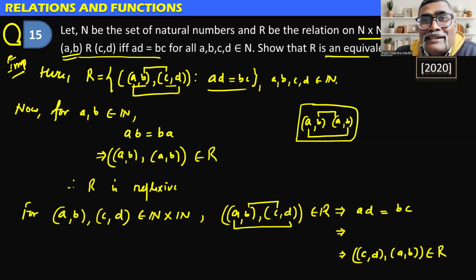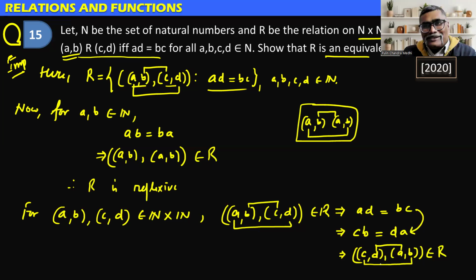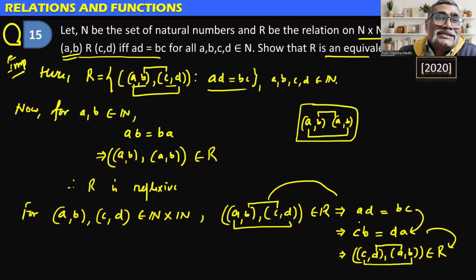So what is the condition? If these two elements are related, the product of the ends, that is C times B, must be equal to D times A. Now just see, is this giving you the relation? Obviously. BC I can write as CB, AD I can write as DA, and then I swap this. So now it is clearing up for you. You can think like this, that this is implying this, and therefore it is implying that. So what is the conclusion? Therefore, R is symmetric.